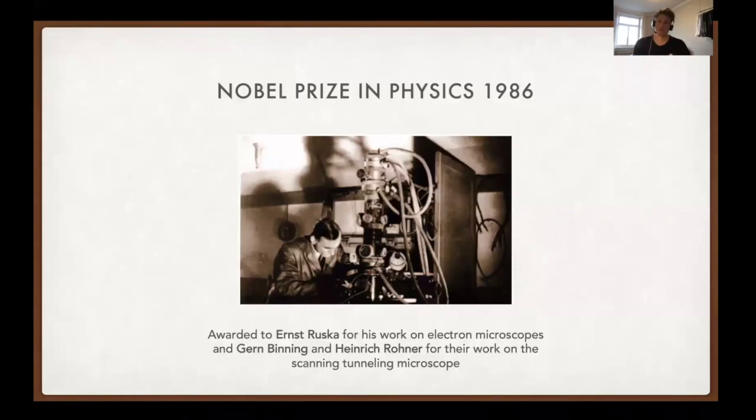Welcome to my presentation about the Nobel Prize in Physics in the year 1986. This prize is awarded half to Ernst Ruska for his work on the electron microscope, and half, or a quarter each, to Gerd Binnig and Heinrich Rohrer for their work on the scanning tunneling microscope.